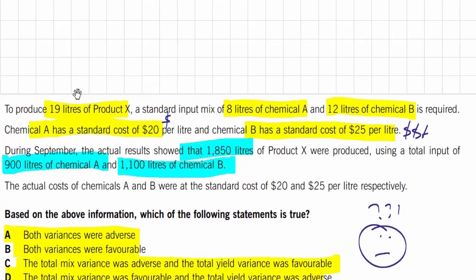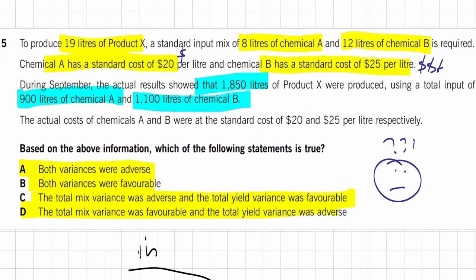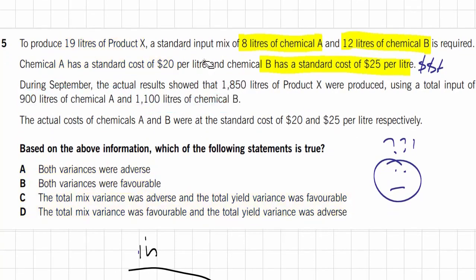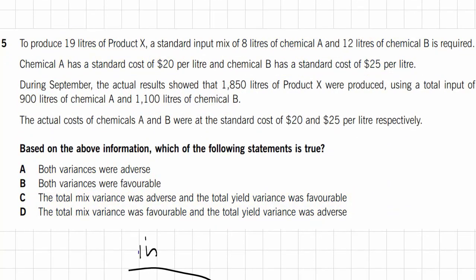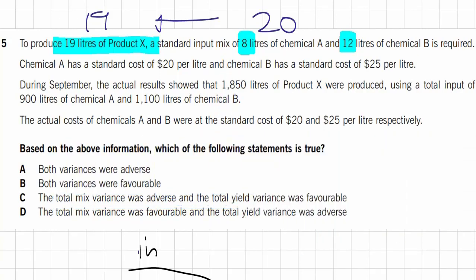Okay, so if we come back to our question here, to produce 19 units, we have to put in 8 plus 12. Guys, that is 20. So 20 goes in, 19 comes out. How much did we actually get, everybody? We got 18.